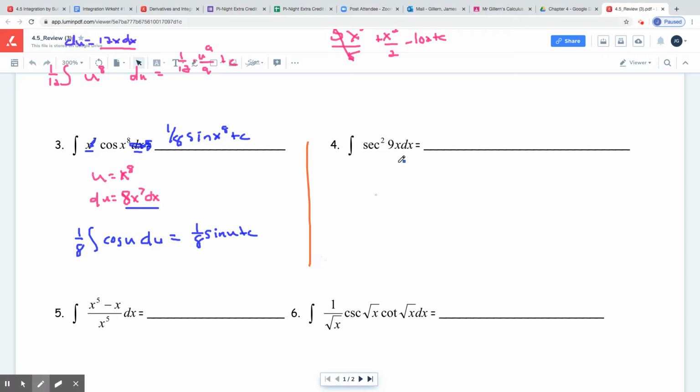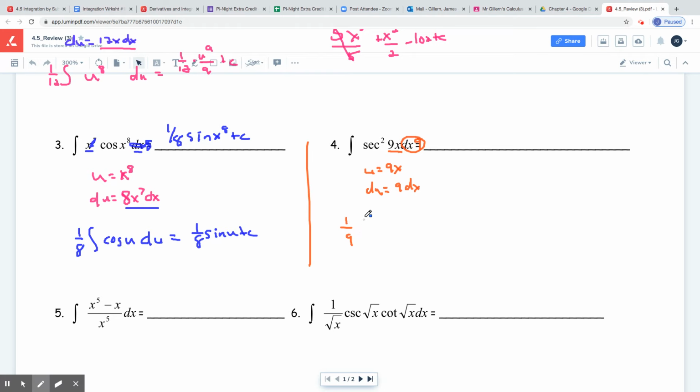Number 4, once again, we only have one trig function. It doesn't matter that it's squared. If you just have one trig function, you make u whatever comes immediately after it. So u equals 9x, not 9 to the x. The derivative of that is 9 dx. I don't have a 9, so I have to add a 9. Right there is my du.